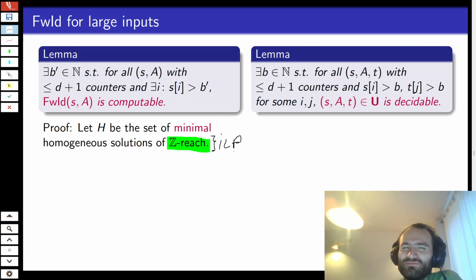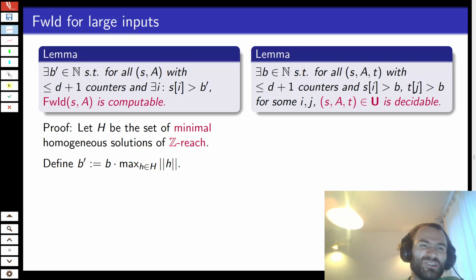And then, well, it has some homogeneous versions, and we consider all minimal homogeneous solutions of this. This is a finite set, we can compute it, no problem. And now what do? Well, we define B prime as, well, I simplified slightly. There is of course also something for the inhomogeneous solution. Forget it. The main part is this.